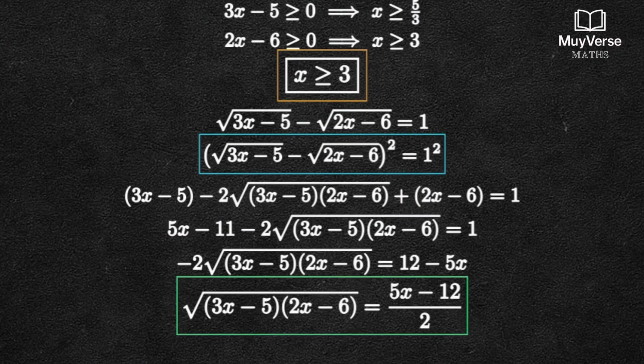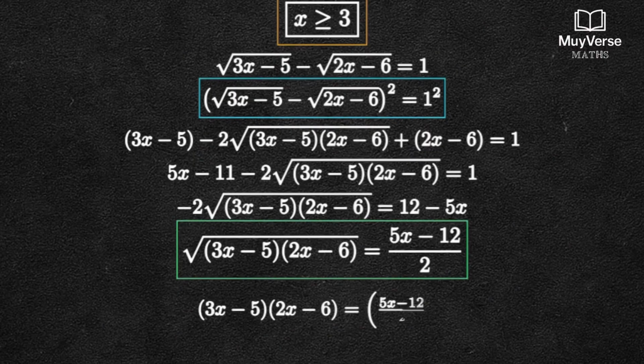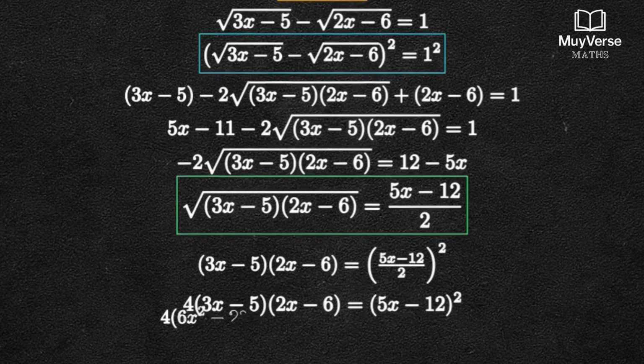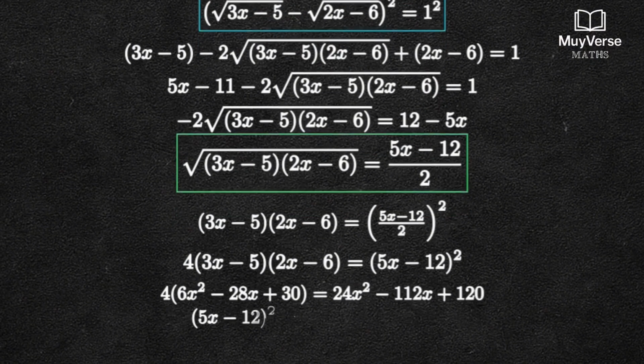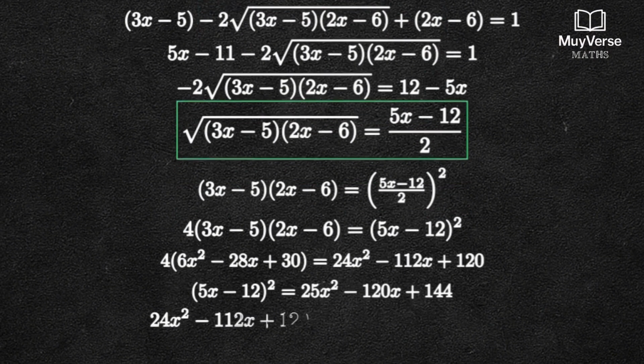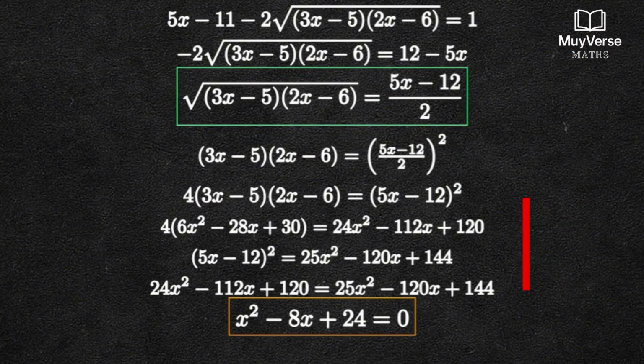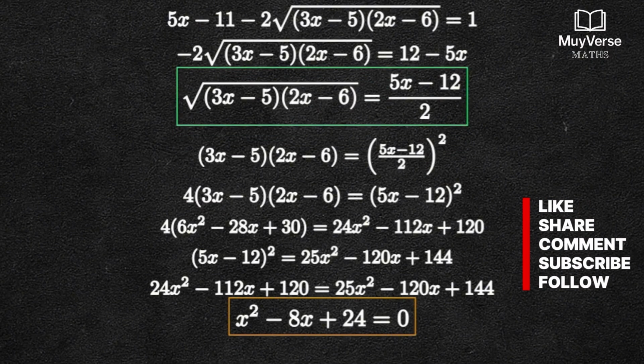Step 3. Square again to remove the last radical. Square both sides. Clear the denominator by multiplying by 4. Expand left and right sides. Set them equal and collect like terms. We arrive at the quadratic equation x squared minus 8x plus 24 equals 0.